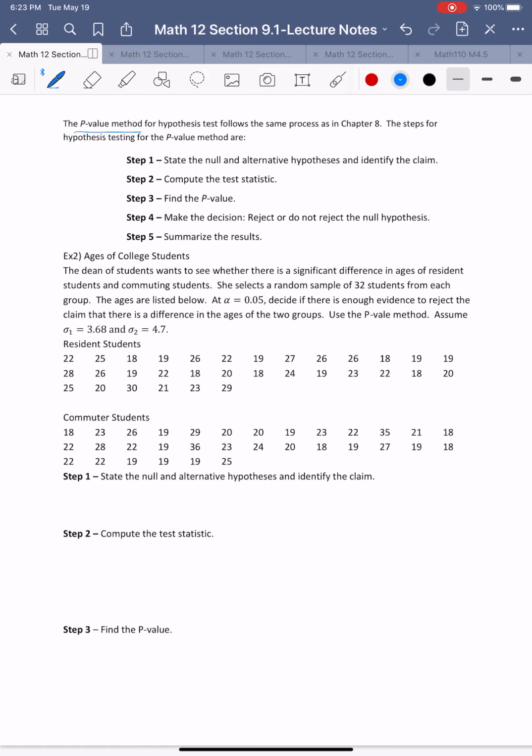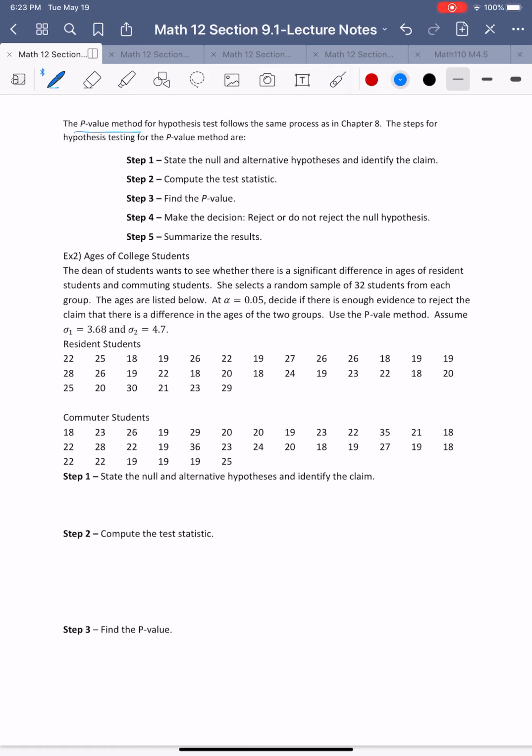Example 2 is about the age of college students. The dean of students wants to see whether there is a significant difference in ages of resident students and commuting students. She selects random samples of 32 students from each group. The ages are listed below. At alpha equal to 0.05, decide if there is enough evidence to reject the claim that there is a difference in the age of the two groups. Use the p-value method and assume that sigma 1 is 3.68 and sigma 2 is 4.7. So resident students and commuter students are different groups here, okay?